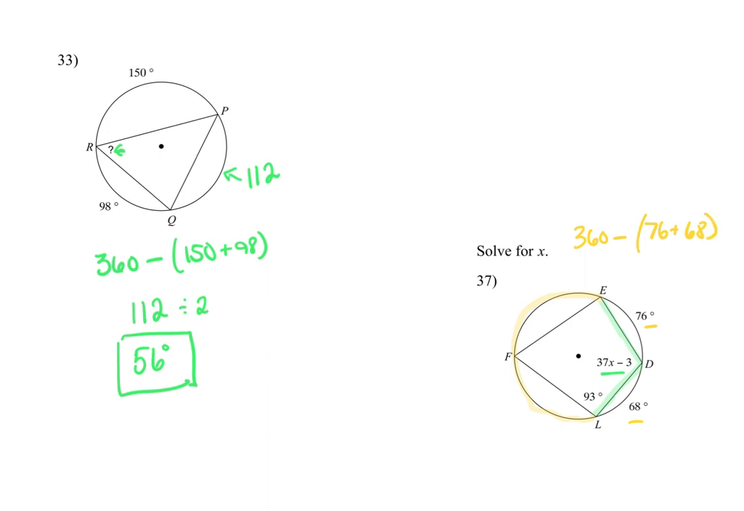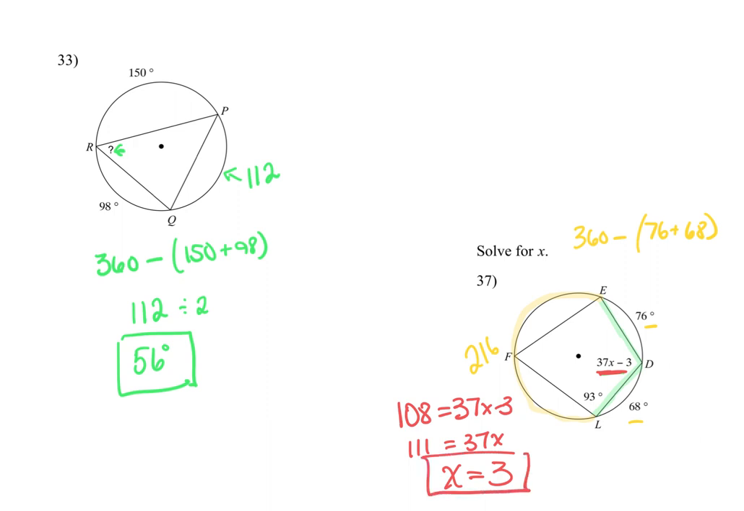So this arc measure is 216. That is the arc measure that is made by the angle. Now, that angle, however, is half of that. So I need to take that and divide it in 2, which gives me 108. So that means the angle is 108. So 108 should equal the angle measure here. All right. All right, so if I add my 3 and then divide by 37, I'm going to get x equals 3, which is all they were asking for. Solve for x.